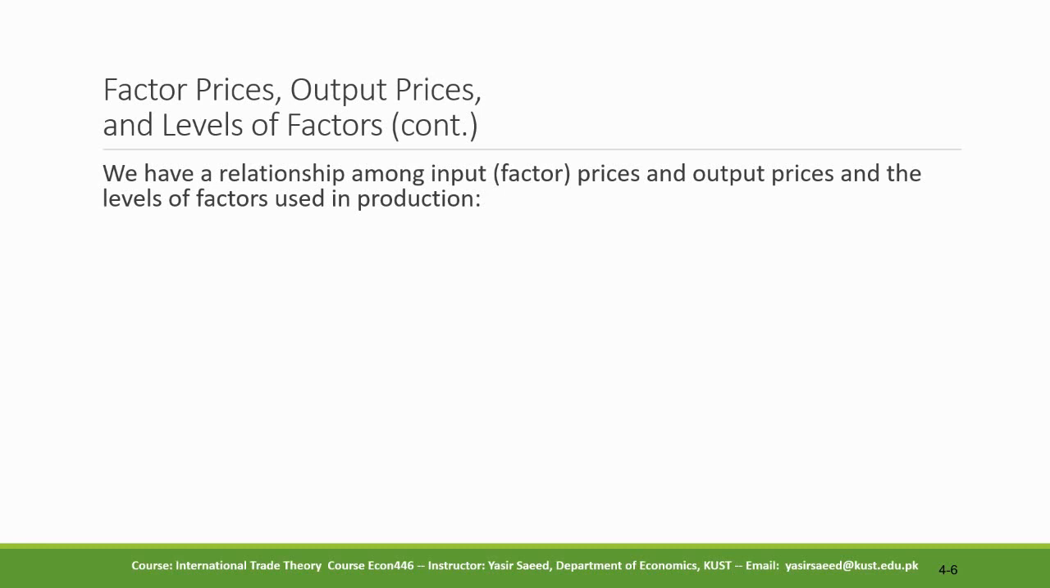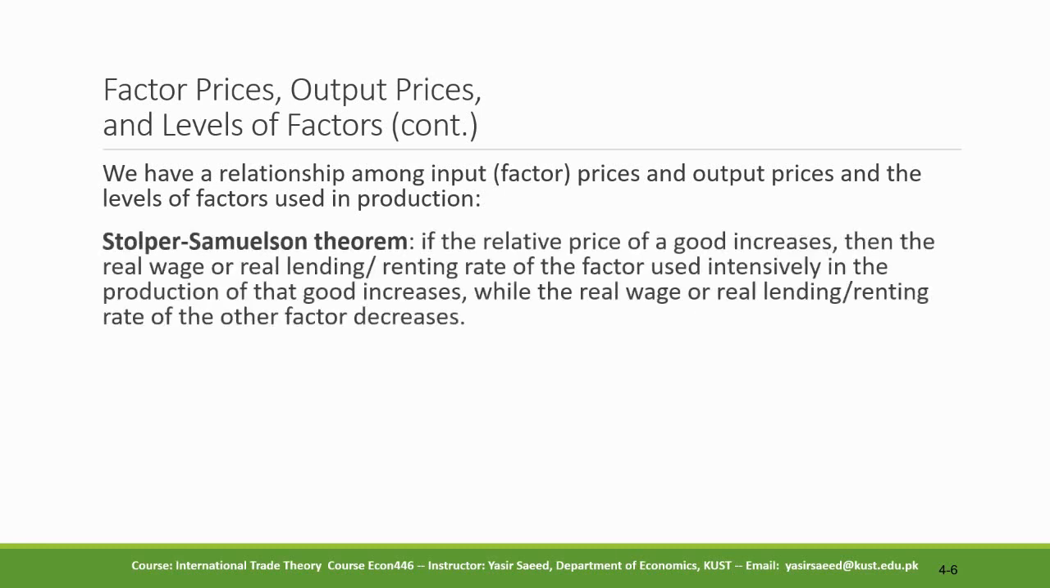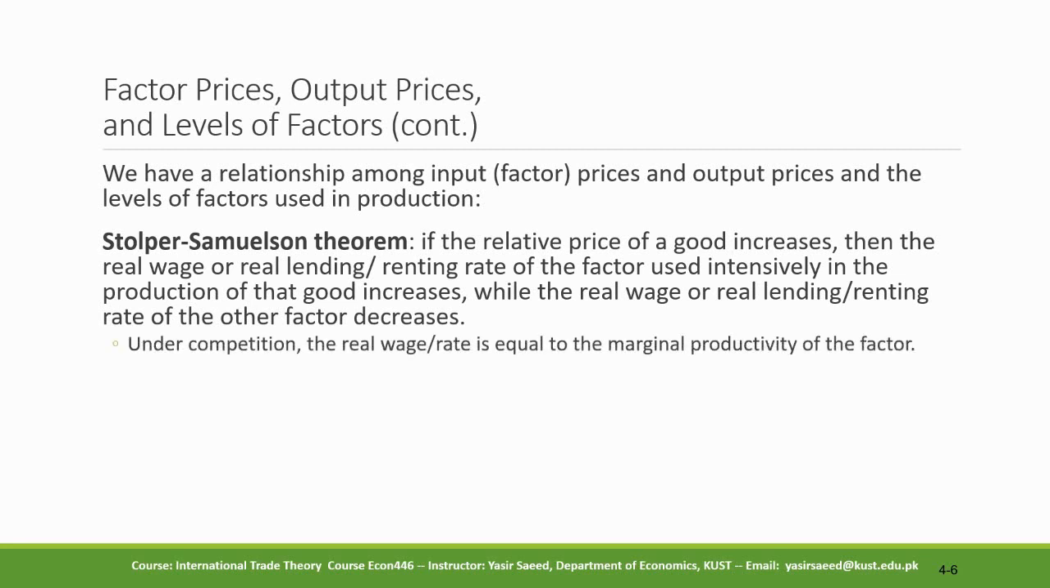A similar relationship is explained by the Stolper-Samuelson theorem, which states that if relative prices of a good increase, then the real wage or real lending to renting rate of the factor used intensively in the production of that good increases, while the real wage of the other factor decreases. Now this is mostly related to the marginal productivity. Under competition, the real wage is equal to the marginal productivity of the factor. You may be aware of the relationship between the two.